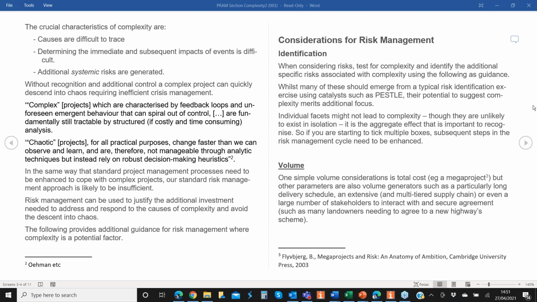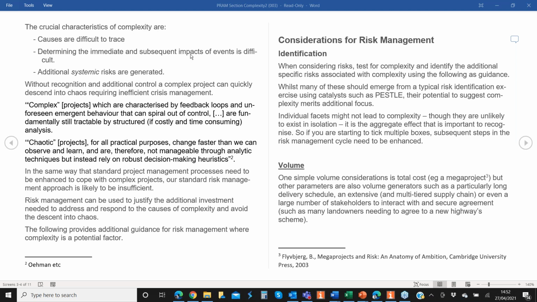So then what we did was, okay, let's take the standard risk management approach. Let's take identification, assessment, and then management as being the three core components of risk management, and talk about each of those stages in terms of what complexity might mean for them.